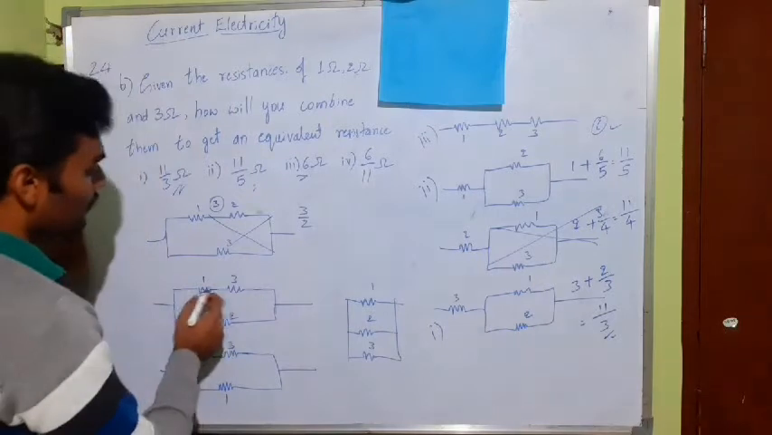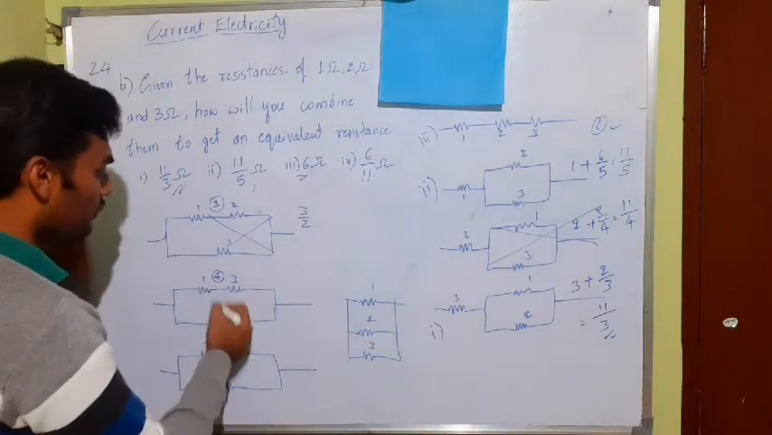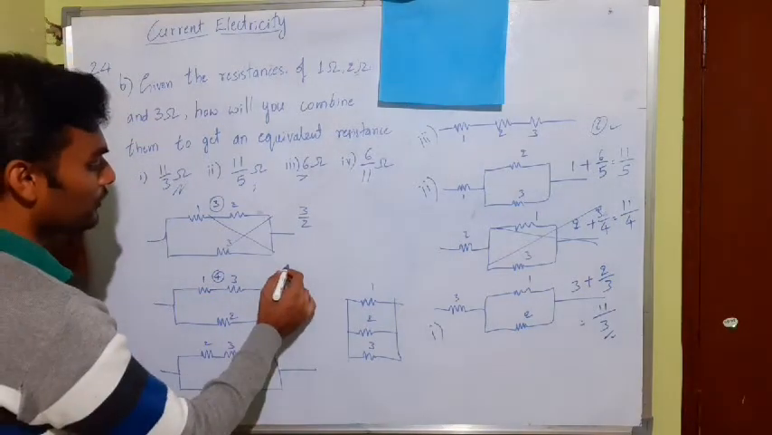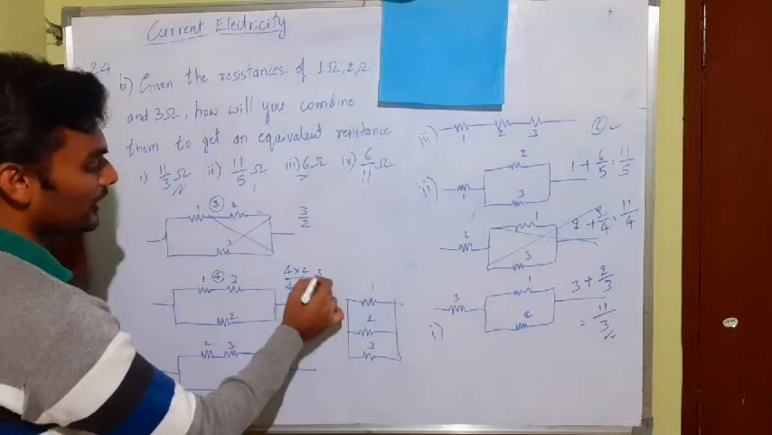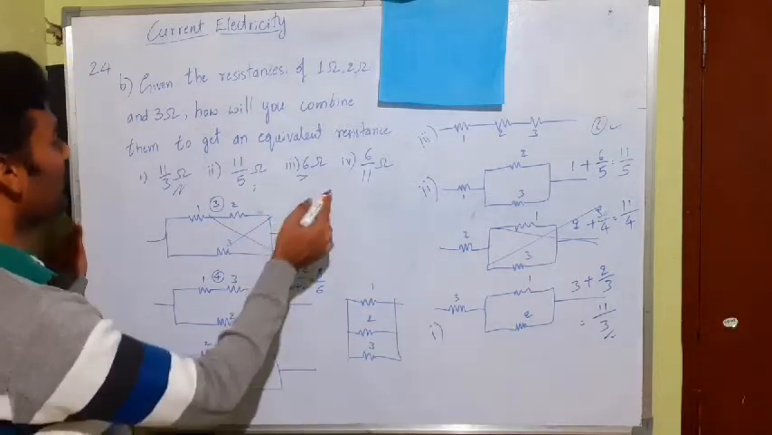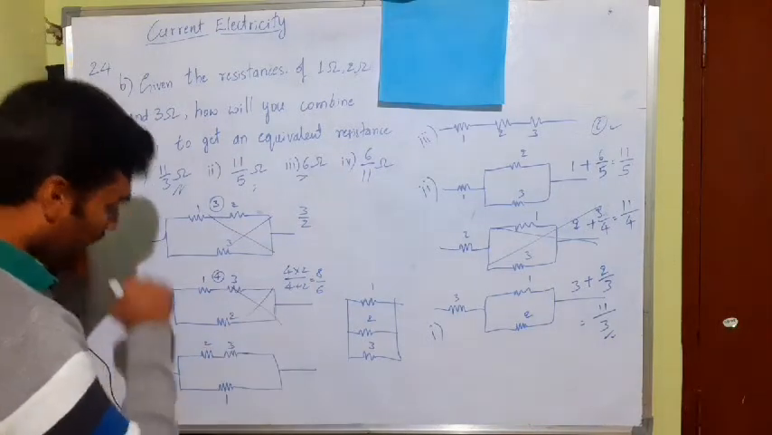Let me come here. 3 and 1 in series, so the effective is 4. 4 and 2 in parallel. So it's 4 2s are 8 divided by 4 plus 2, it's 8 by 6. Do we have 8 by 6 or 4 by 3? No, we don't. So this will also not help us.